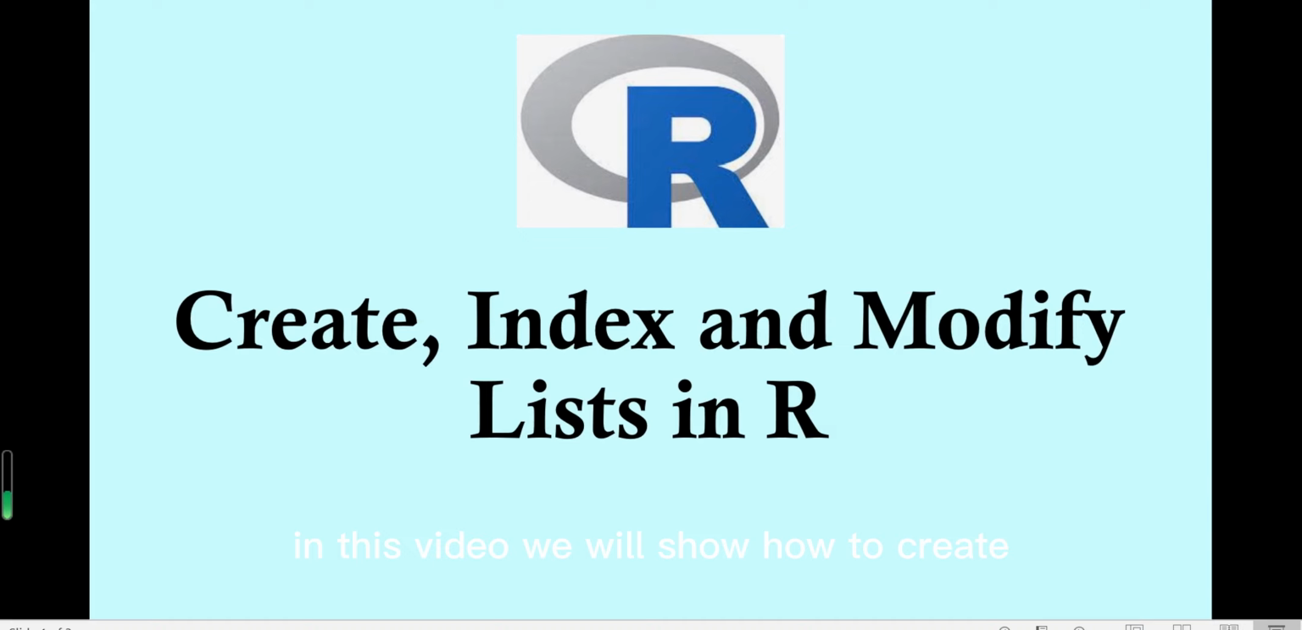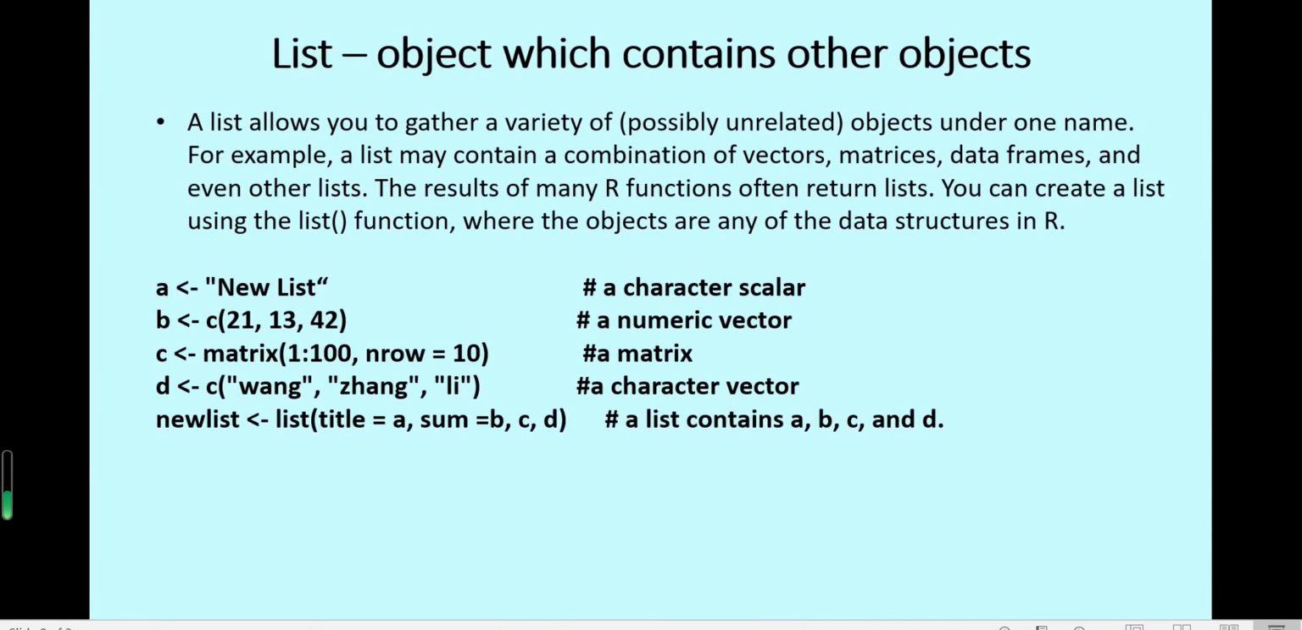In this video, we will show how to create, index, and modify lists in R. In R, we know there are several kinds of data structure. There are vectors and matrices, and vectors and matrices can store only the same data type, like numeric or character. And a data frame is a two-dimensional data structure which is widely used in R programming because it stores the rows for each observation and columns for each variable.